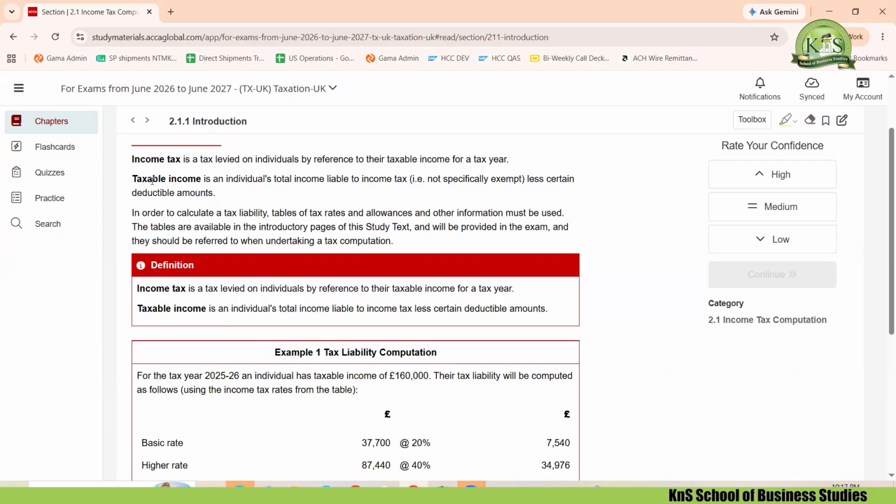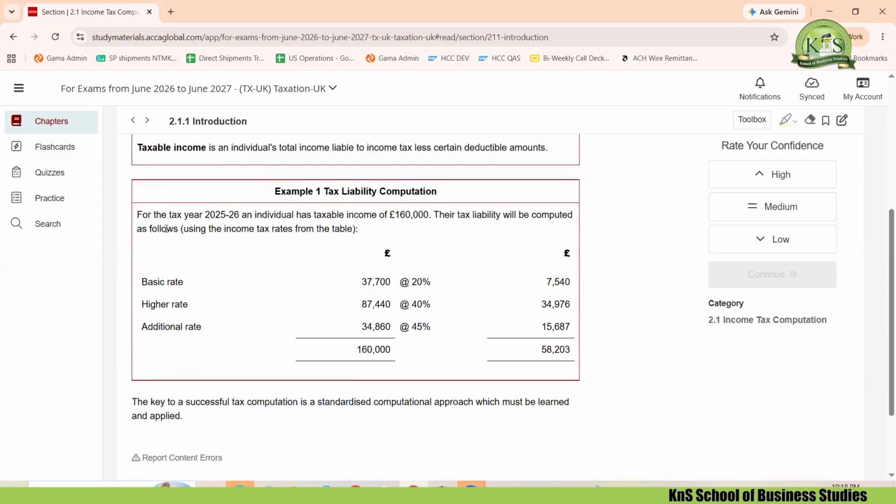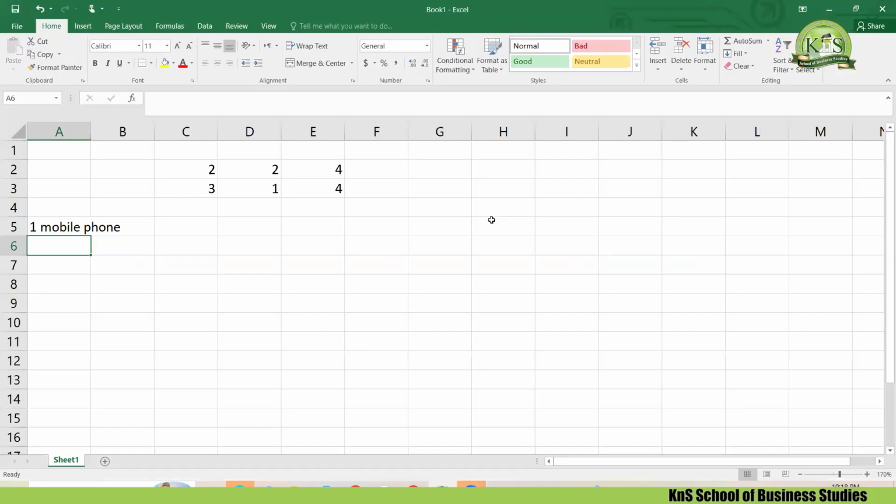Taxable income. One thing is called total income, and another thing is called taxable income. Now I'll show you the meaning of this. See this example. For the tax year 25-26, an individual has taxable income of 160,000. Their tax liability will be computed as follows. This is a favorite question of the examiner, a number cruncher question. Your income is 160,000. If you open up the document, you will see the basic rate, higher rate, additional rate.